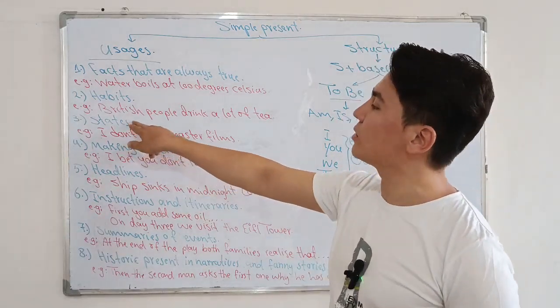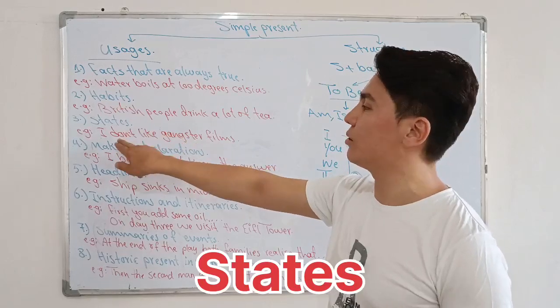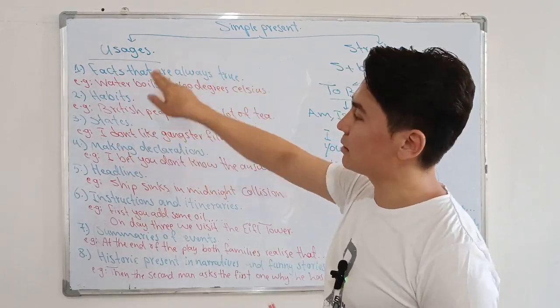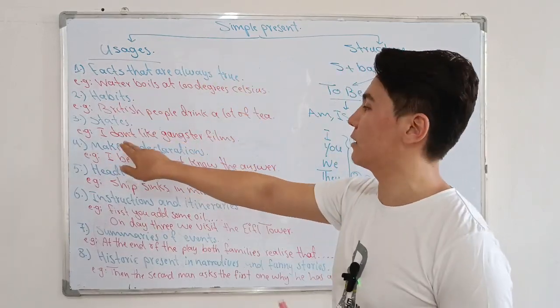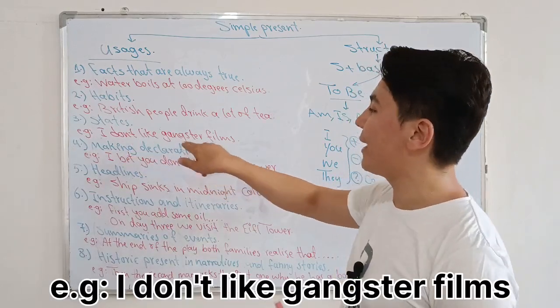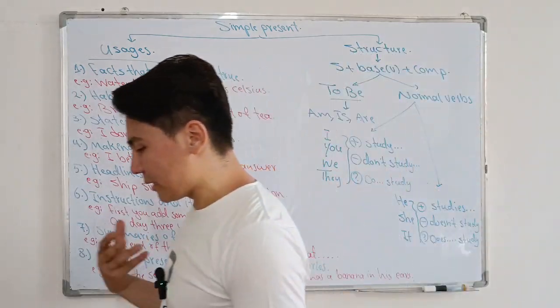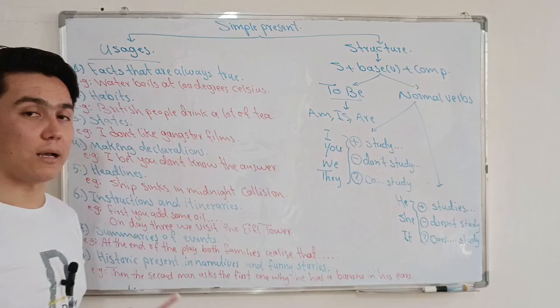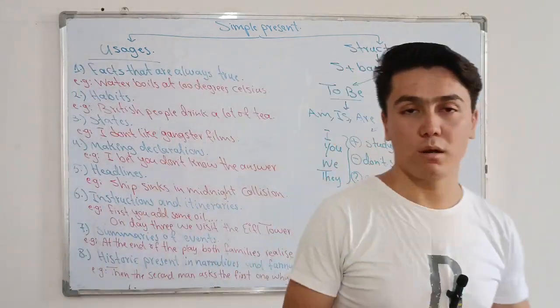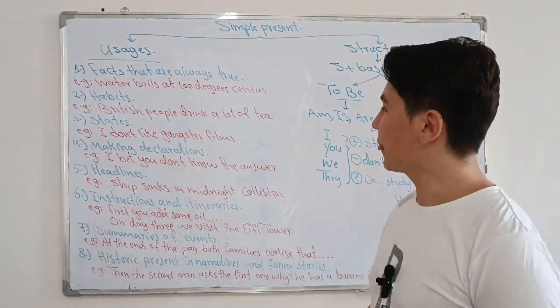And then the third usage, for states. Simple present tense can also be used for states, like the example that we have: I don't like gangster films. It is a statement that I don't like gangster films. Gangster films are not, for example, my cup of tea.